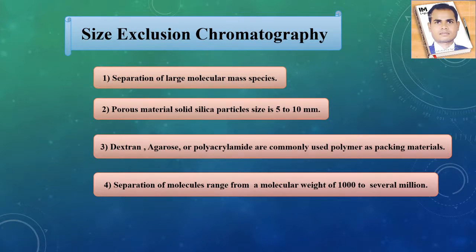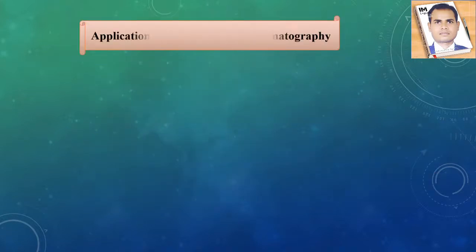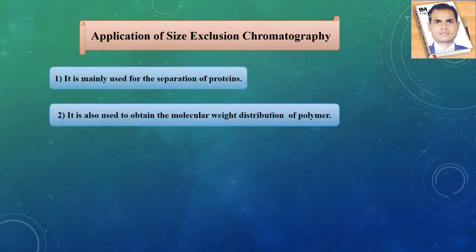Now where can we use this technique, that is, the applications of size exclusion chromatography. The first is that it is mainly used for the separation of proteins. If you want to separate proteins from a particular mixture, we can use size exclusion chromatography, as proteins have high molecular weight. Next, it is also used to obtain the molecular weight distribution of polymers.